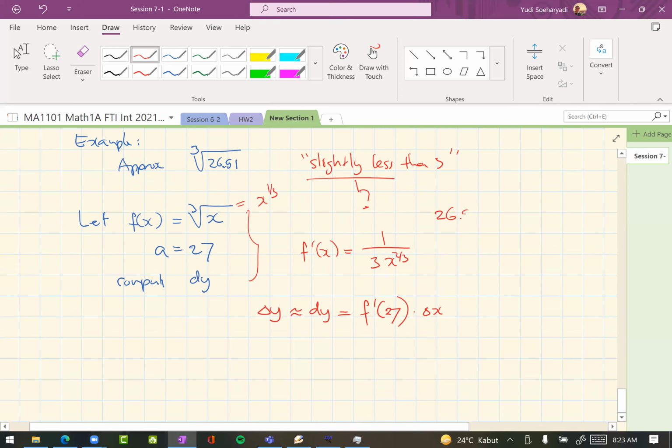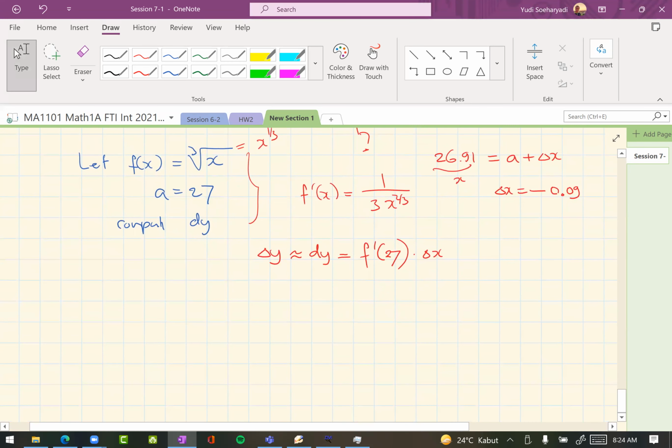This 26.91 is the a plus delta x, right? So here, delta x is negative 0.09. Okay, so this is our delta x. Okay, so just plug in the number now.